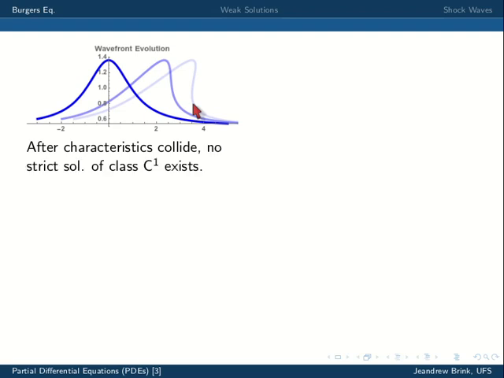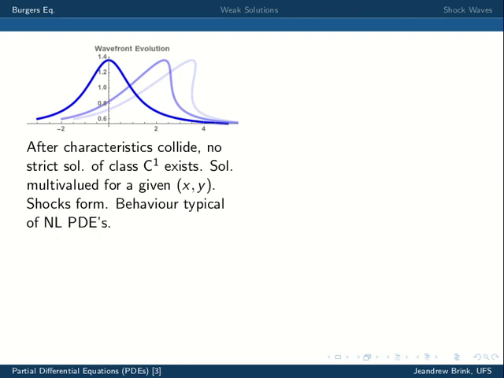Okay, so here's another rigorous statement. When the characteristics collide, and that is the characteristic projection in the xy plane, there's no strict solution of class C1. In other words, your piercing thing fails and you have this folding over and you've got to figure out what to do with it. So the solution is multi-valued for a given x and y and shocks form. Okay, so I'm just writing down what I've said already. And this is, as I said, typical behavior for nonlinear PDEs, and we want to be able to deal with it. So what now is possible is we can define a weak solution.